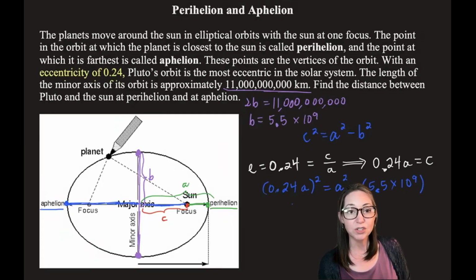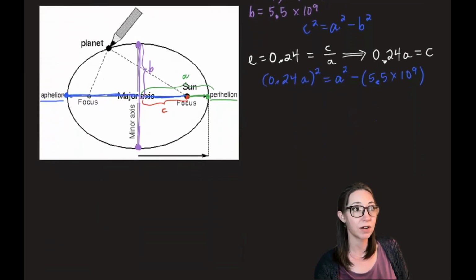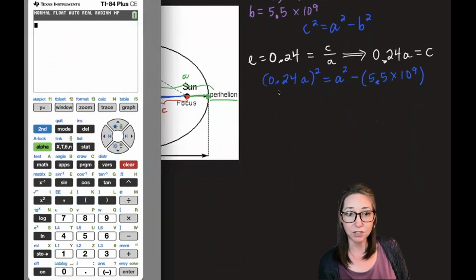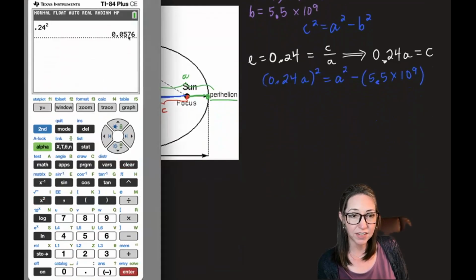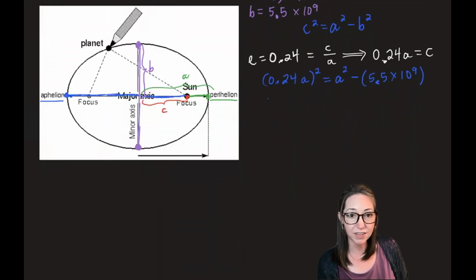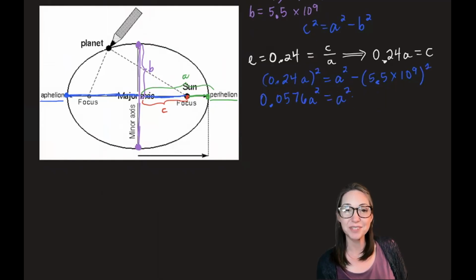It's all a's, so we're definitely going to need a calculator for this. We're going to pull out our handy dandy TI-84 and do some calculations. First I'm going to square 0.24. 0.24 squared is equal to 0.0576. I'll write that here on the left. Squaring both the 0.24 and the a gives us 0.0576a squared on the left. Oops, I left a square off of that b squared there. That would also be squared, equals a squared minus.